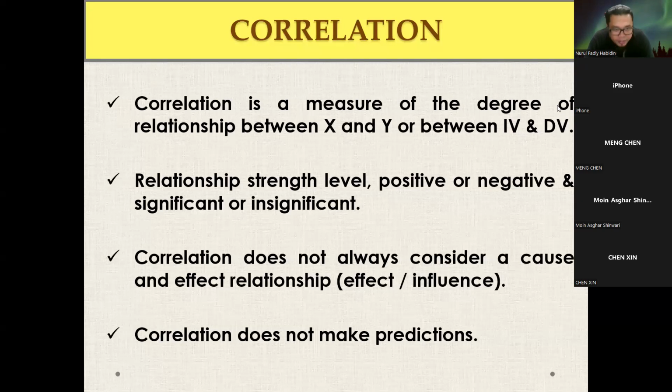Correlation is a measure of the degree of relationship between X and Y, or between the independent variable and the dependent variable. That is why, if you want to test hypothesis, sometimes we call that dimension, or we can say variables.